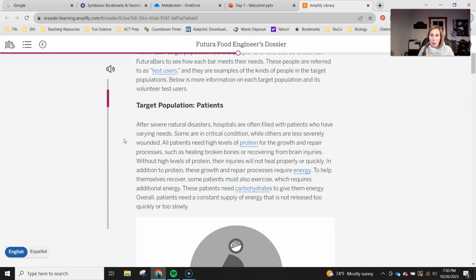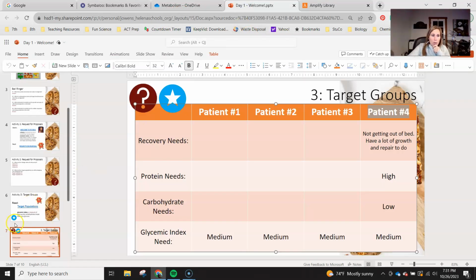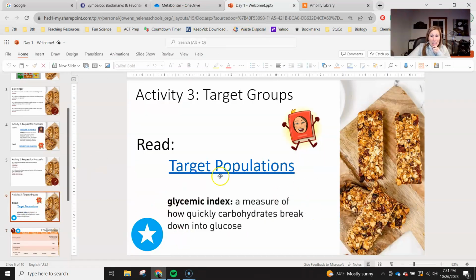So these patients need carbohydrates to give them energy. We know that carbohydrates digest into glucose, and we use the glucose and the oxygen to make energy in our cells, in the mitochondria of our cells. Okay. Overall, patients need a constant supply of energy that is not released too quickly or too slowly. So that's going to lead us into our talk about glycemic index. We're not going to talk a lot about glycemic index today, but we will get into it a lot more when we start looking at our different food options in day 2.